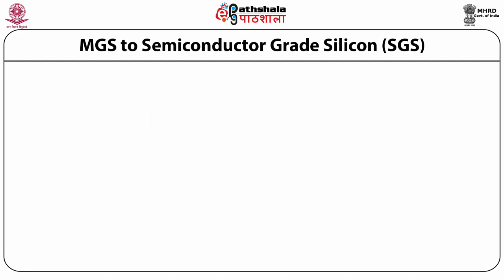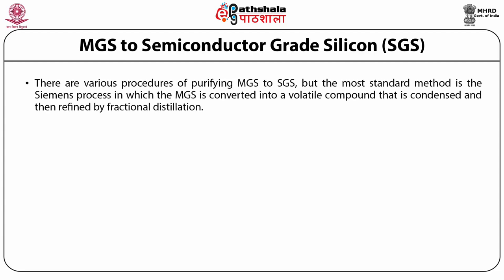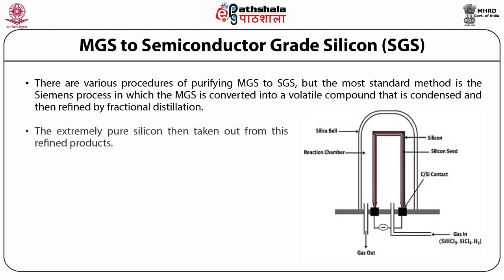The transformation of MGS to semiconductor grade silicon, SGS. There are various procedures for purifying MGS to SGS, but the most standard method is the Siemens process, in which the MGS is converted into a volatile compound that is condensed and then refined by fractional distillation, which is shown in the figure also. The extremely pure silicon is then taken out from these refined products.